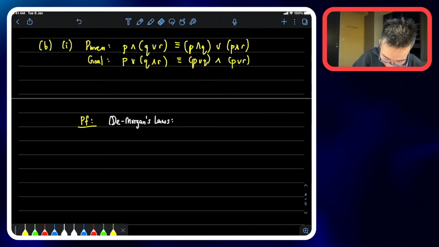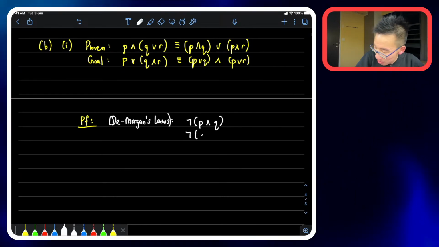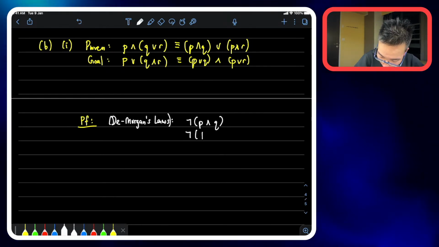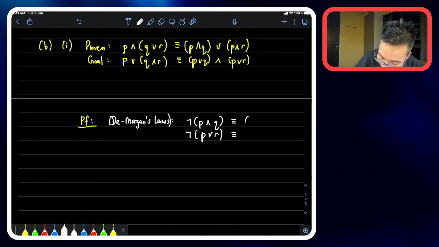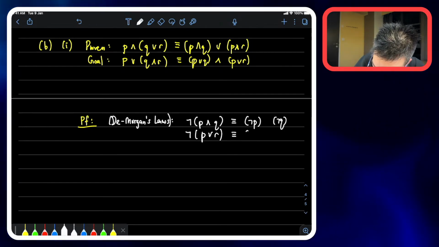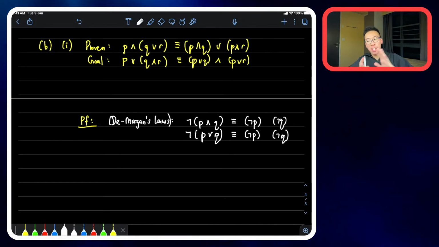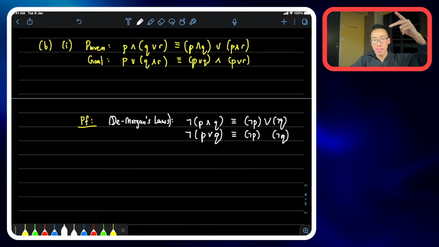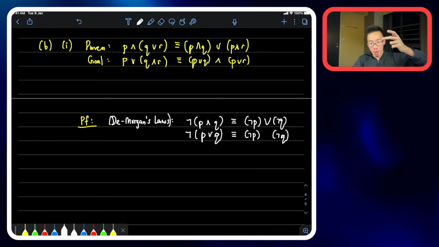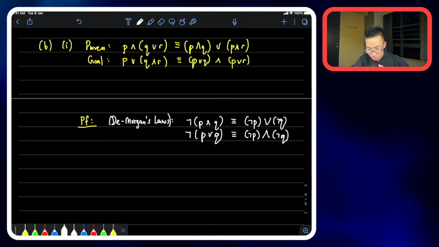And what do we have? What does the law state? If you negate a conjunction or you negate a disjunction, you can push in the negation symbol. You can push in the negation symbol, and whenever the negation encounters a conjunction, it will flip it. And whenever it encounters a disjunction, it will flip that. So that's what's going to happen when it comes to De Morgan's laws. So we're going to use De Morgan's laws to help us here.